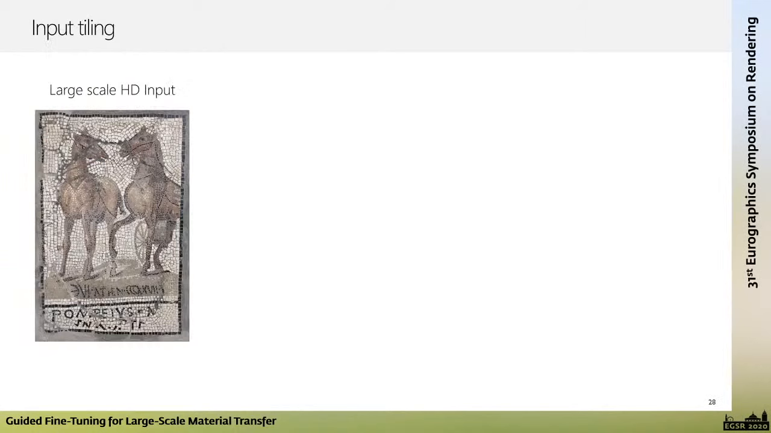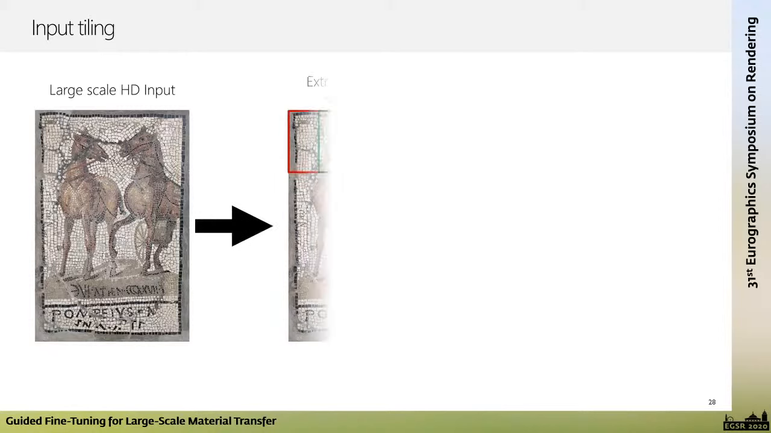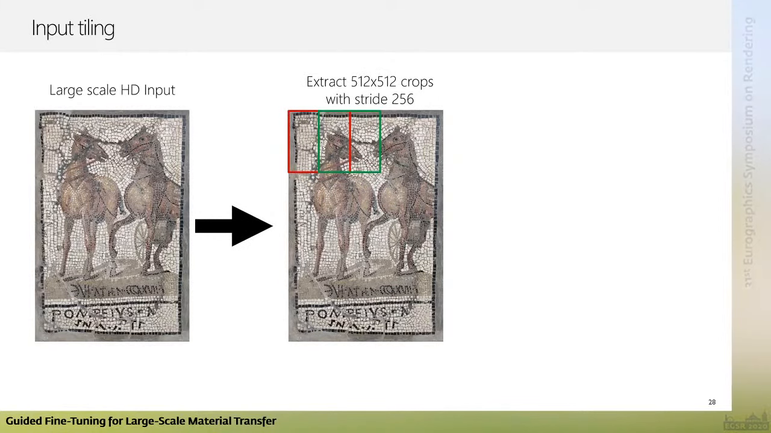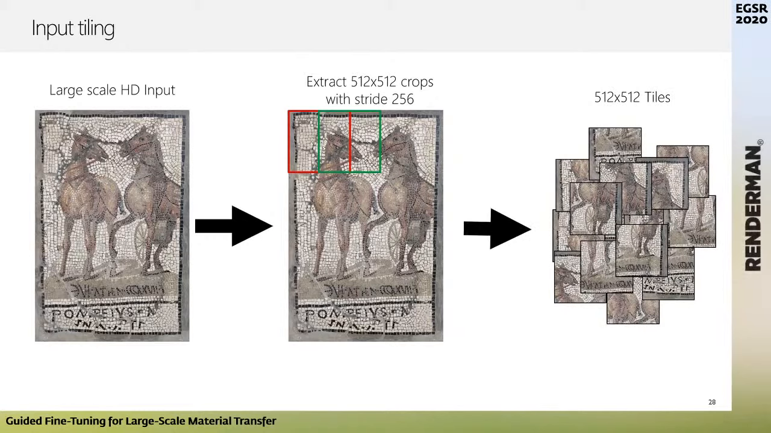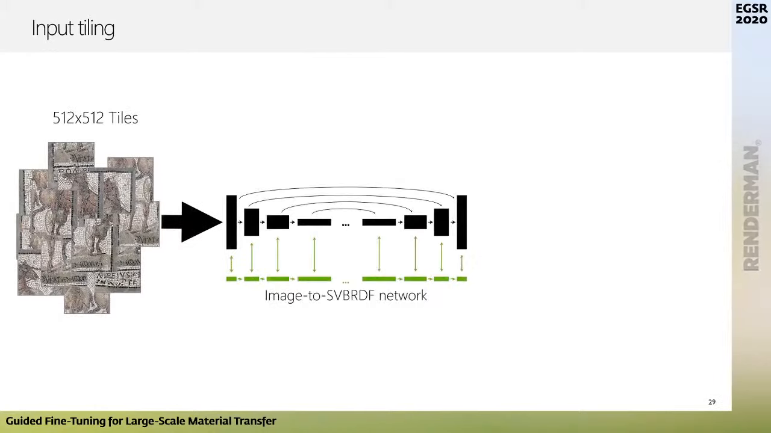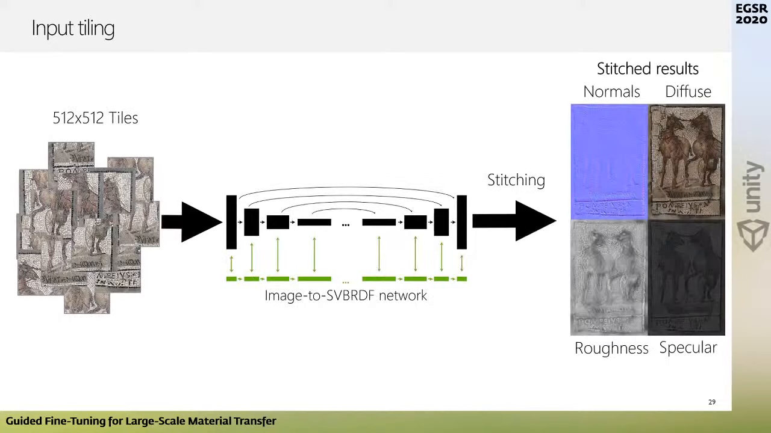To be able to process HD images with arbitrary aspect ratio, we split the large image in 512 by 512 tiles, which can then be processed individually. This process is possible because the lighting is approximately constant over our entire input. So each tile is processed individually through the network and stitched back together to get the final result.